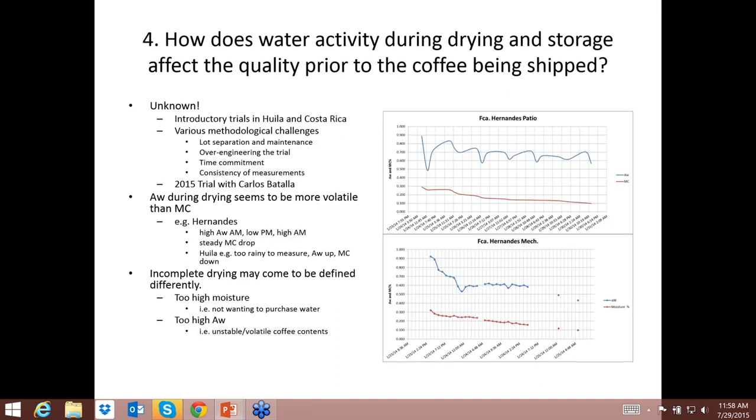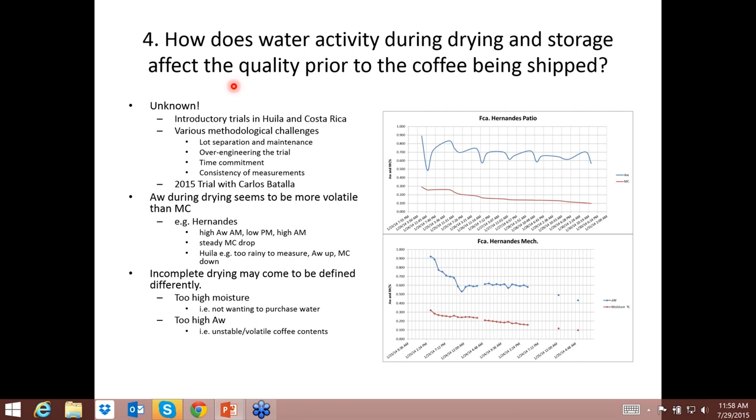Okay, now we're going to get into what we're moving forward with and really interesting stuff. How does water activity during drying and storage affect quality prior to shipment? Now, we don't know. And in fact, probably what we're looking at is a relatively complex relationship between water activity, relative humidity, and temperature.